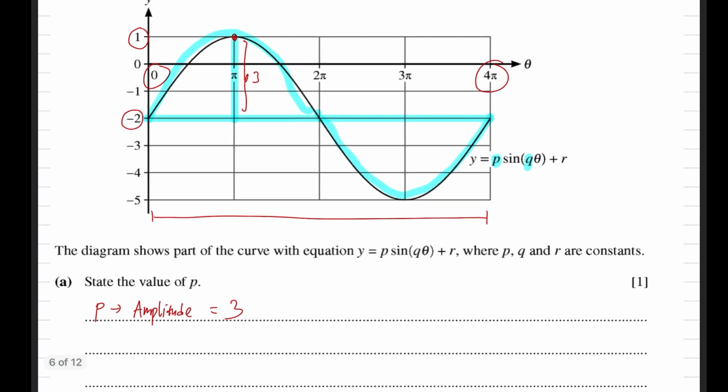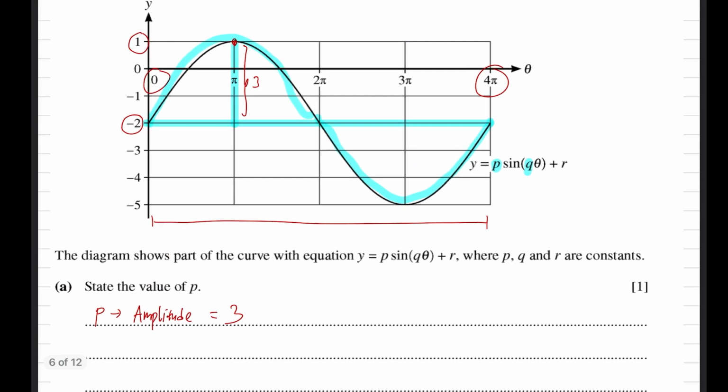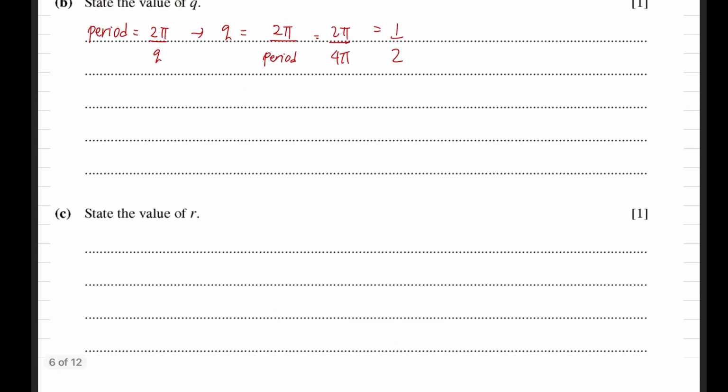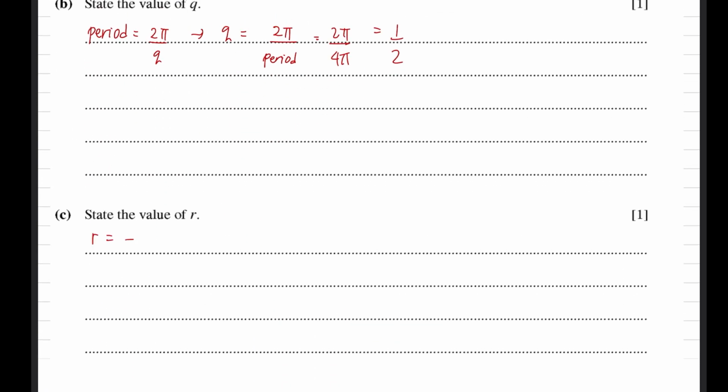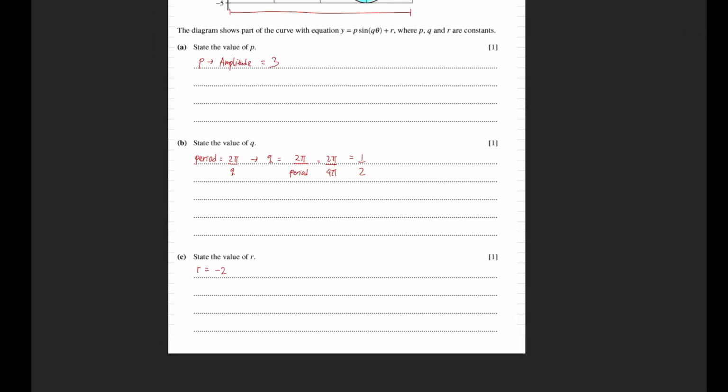And the value of r, simple. The value of r is the principal axis. As you can see, the principal axis is at -2. So the r value will be -2. So this is how you find p, q, r.